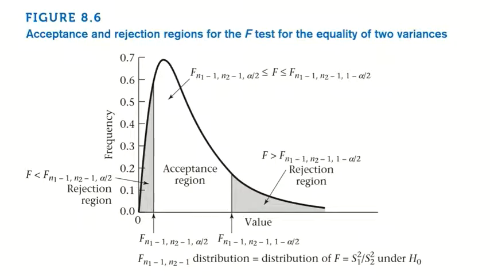If the F value is greater than your F with this degree of freedom and your 1 minus alpha over 2 percentile, then you are going to reject your null hypothesis. Or if your F value is less than the F value with this degree of freedom and alpha over 2 percentile, then you are still going to reject your null hypothesis. Okay? But don't worry, you don't have to be doing this manually anymore because we can use Microsoft Excel for this.